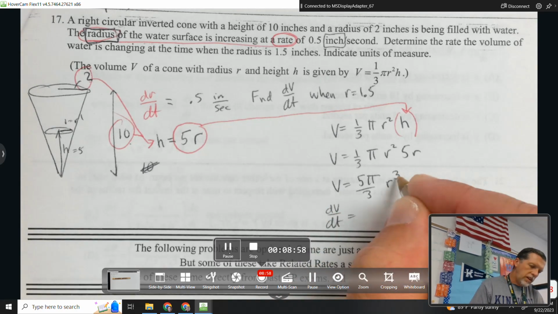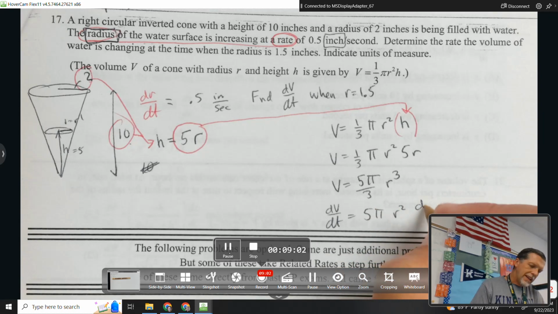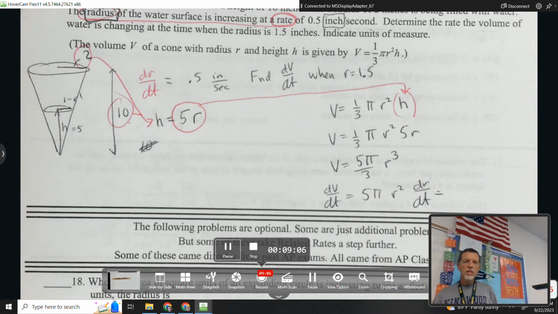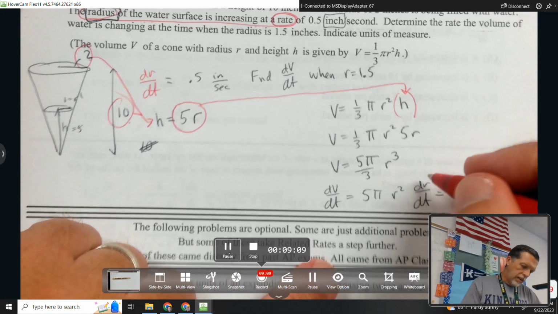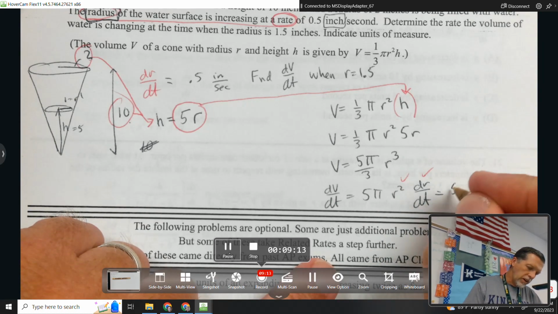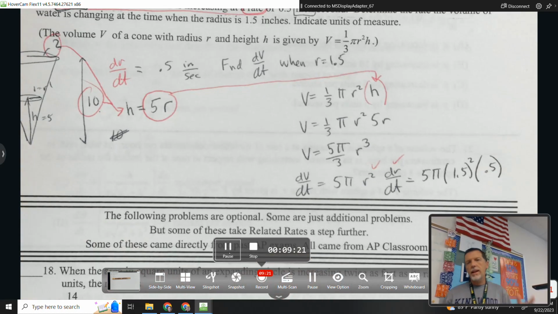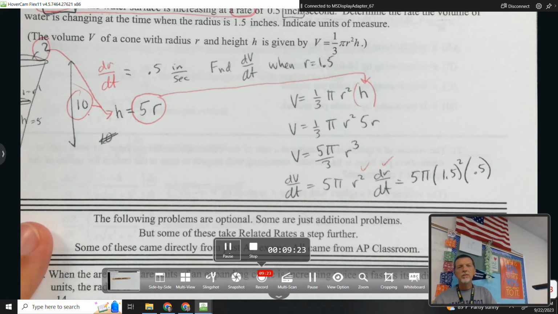dv dt is 5 pi r squared dr dt. Let's see, we know dr dt, we know r, so we should be good here. 5 pi times 1.5 squared times 0.5, and safe stop, leave it alone.